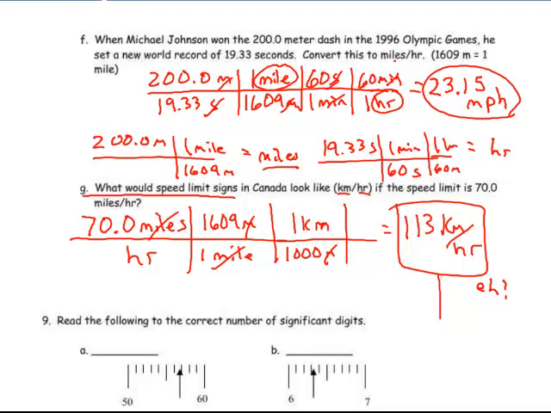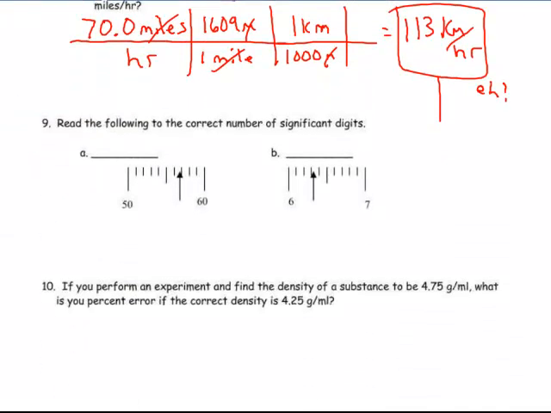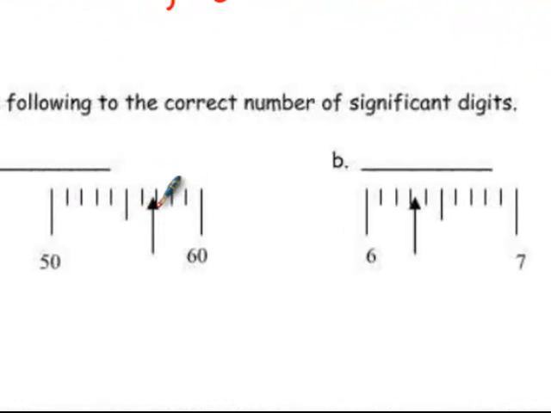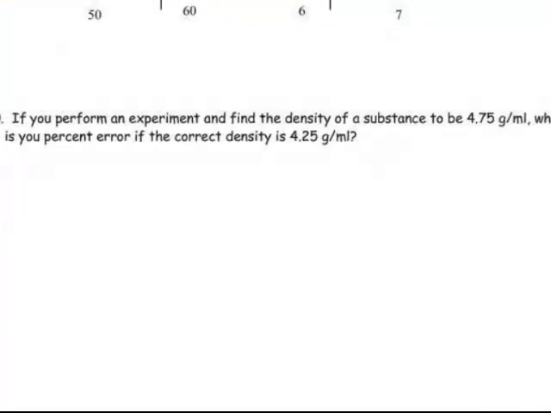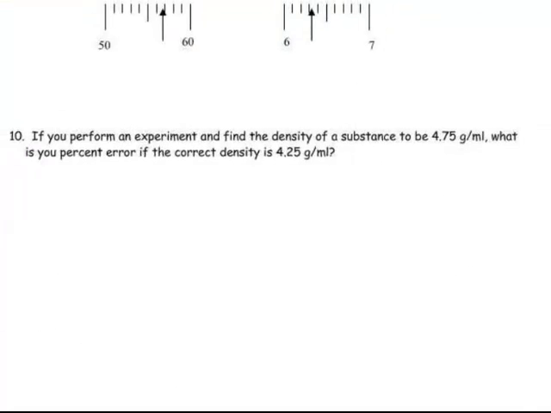And our last one, we're measuring everything we know for sure plus 1 more. Oh, 2 more, sorry. Between 56 and 57, so maybe 56.8 is where we're rounding. The one we don't know, 6.3 and 4, so 6.32 maybe.